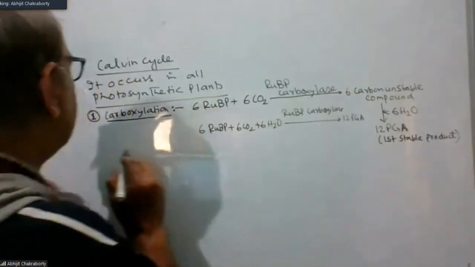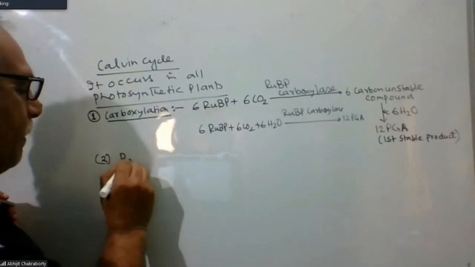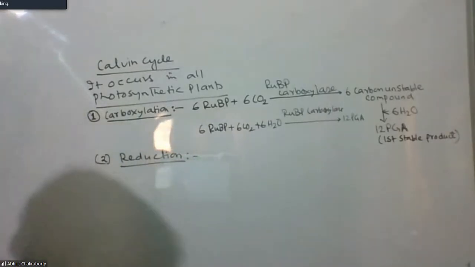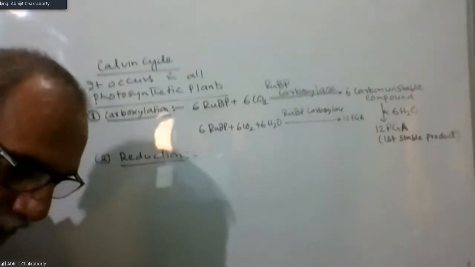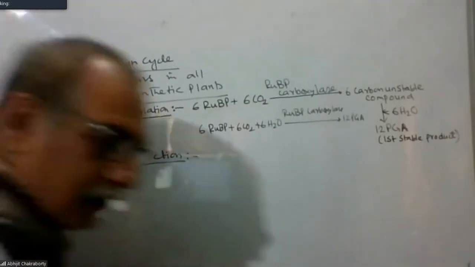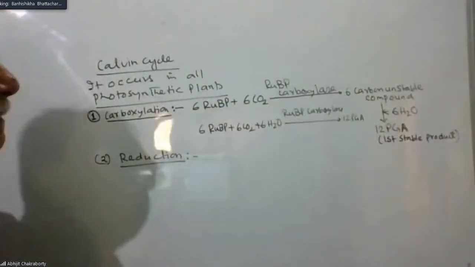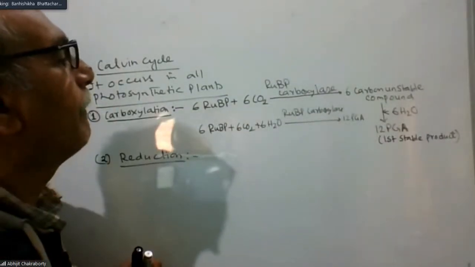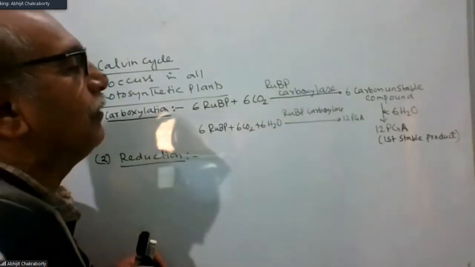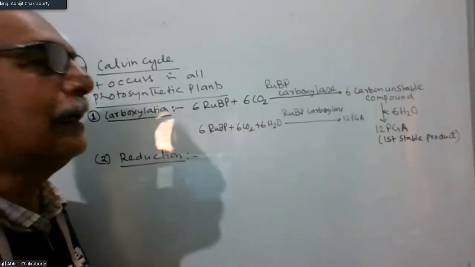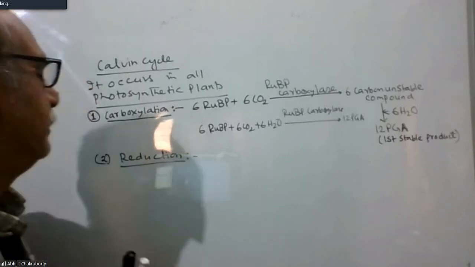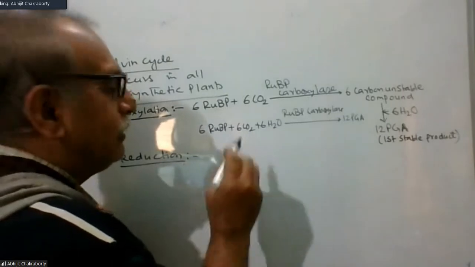After that, the next part is reduction. What happens in reduction? Sir, what does the RuBP you wrote above 6 CO2 mean? The enzyme that catalyzes this reaction, RuBP carboxylase, is written there. Clear? Yes, sir. Okay.